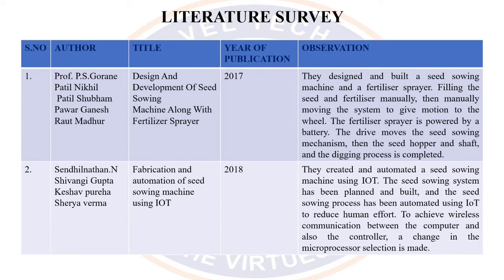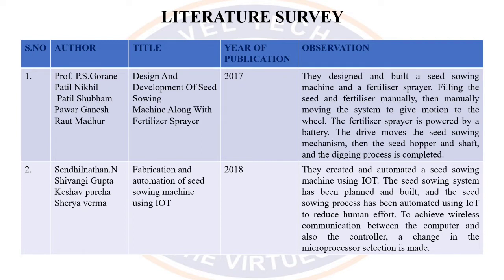Number 2. Title: Fabrication and Automation of Seed Sowing Machine Using IoT. Name of the authors: Senthilnathan N., Shivangi Gupta, Keshal Pura, Shirya Verma. Published in the year 2018.